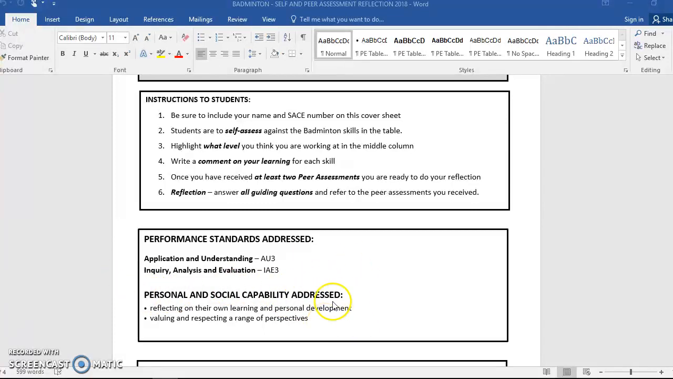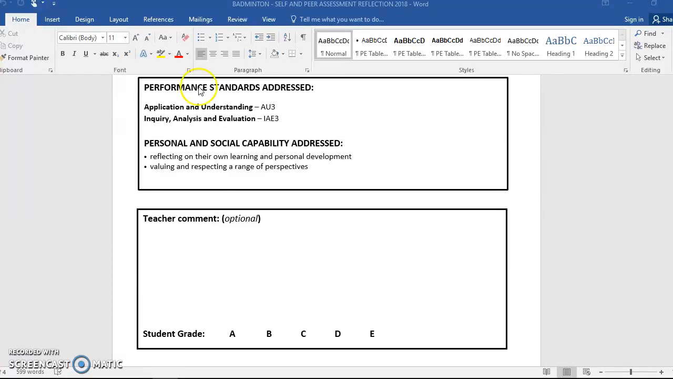For personal and social capability, we've got 2 dot points here: reflecting on your own learning and personal development, and valuing and respecting a range of perspectives. Most of the work that we're doing is going to be reflecting on your own learning and how you develop through that particular learning. The second one, valuing and respecting a range of perspectives, refers to your peers, those 2 people that actually gave you that assessment on your badminton skills. Hence why it's really important that you include hard copies of what you received.